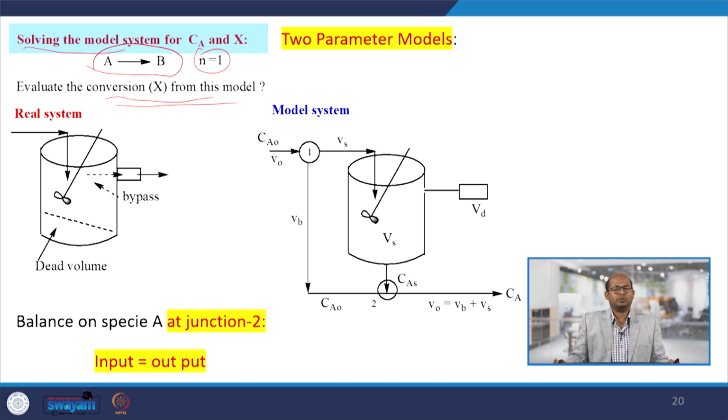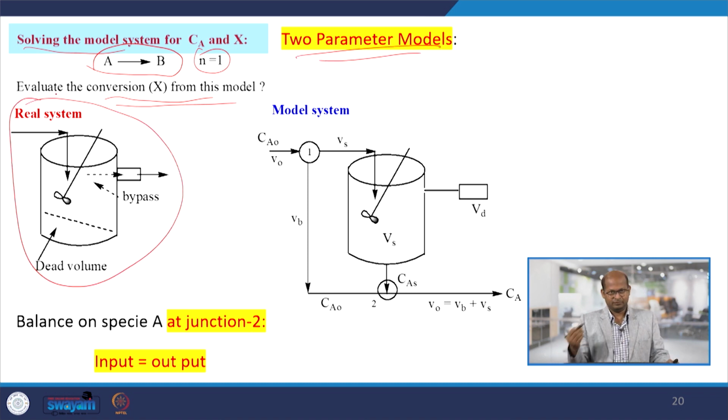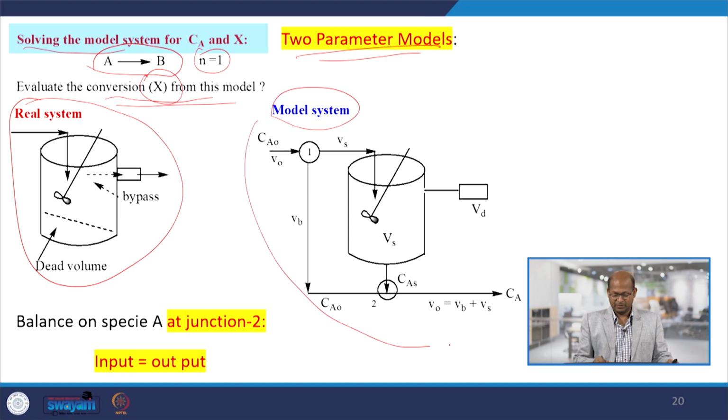Once we know the model equations and the tracer experiment or tracer test, based on that we can theoretically predict the conversions or exit concentrations. That is our objective. Therefore, using these models we will develop some equations to find out X, the exit conversion, or what it should ideally be. So this is our model system of reactors.